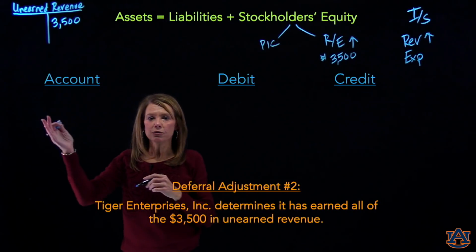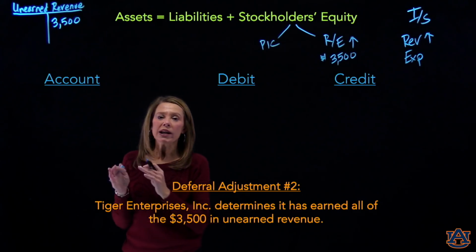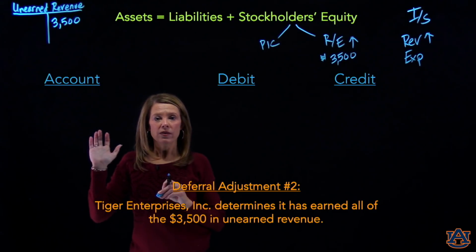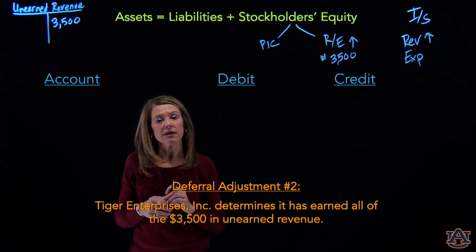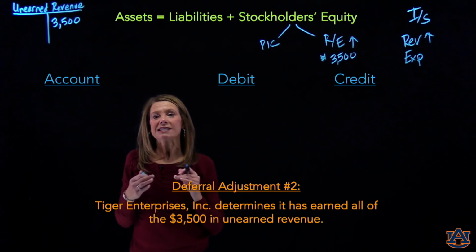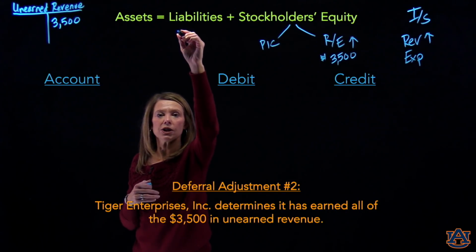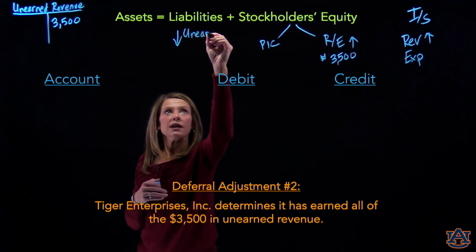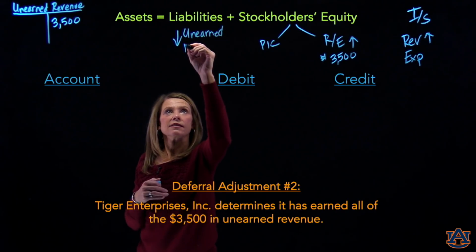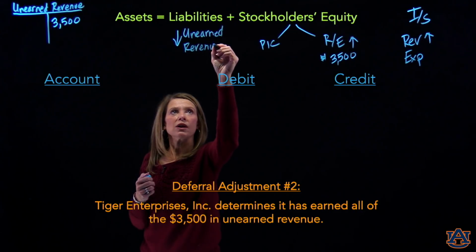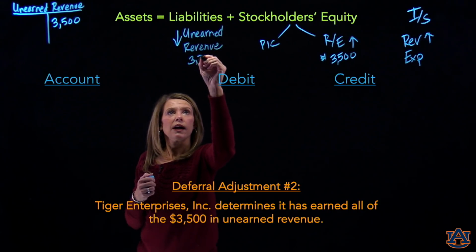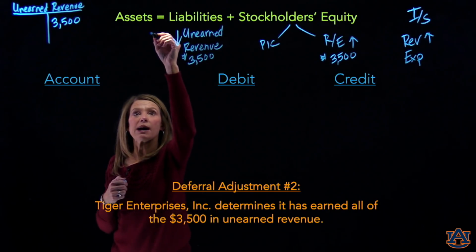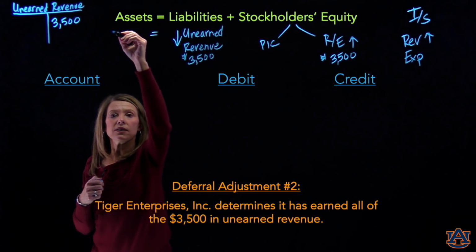Now, unearned revenue is a liability, and we need to satisfy this liability. We no longer owe these services to our client because we've earned them. So we need to decrease this obligation called unearned revenue. So unearned revenue is going to decrease by the amount of revenue that we're earning, and we're going to end up eliminating that balance that we have in the liability account.